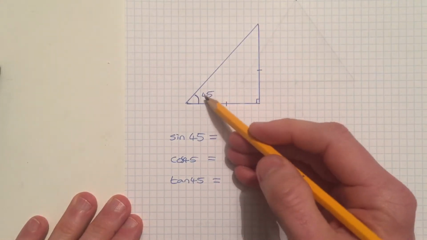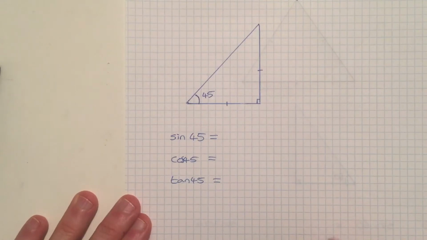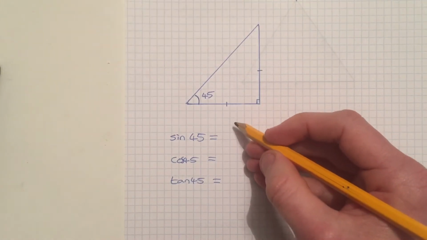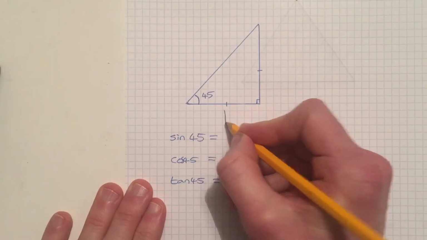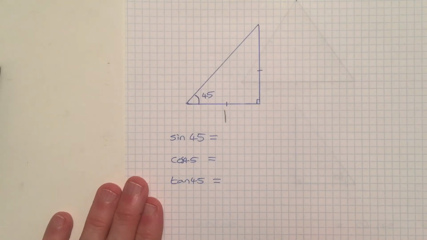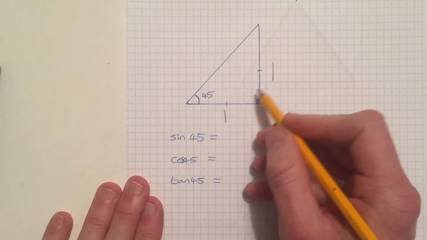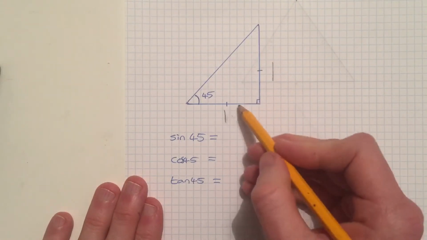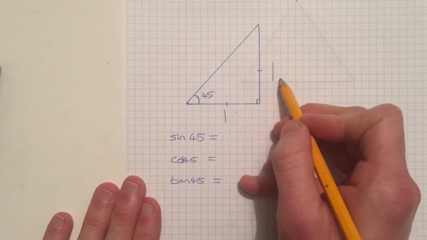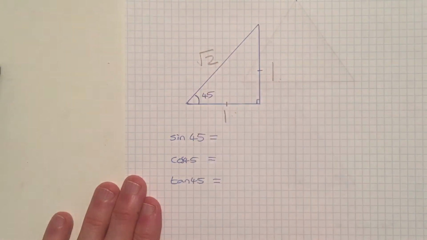I've got my 45-degree angle here. I'd like to know these sides, however. So I'm just going to pick a number, and let's try and make this as simple as possible. Let's say that this side length is 1. If this side length is 1, then this has to be 1 as well, if it's an isosceles triangle. Now doing some Pythagoras, 1 squared plus 1 squared. So 1 plus 1 is 2. Square root that is root 2. So the hypotenuse of this triangle is root 2.